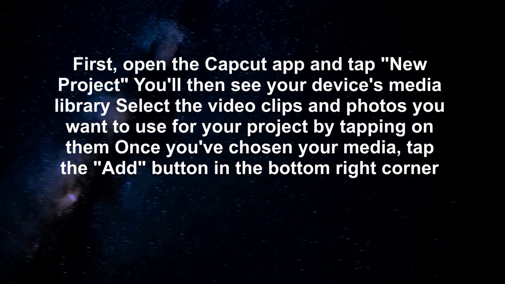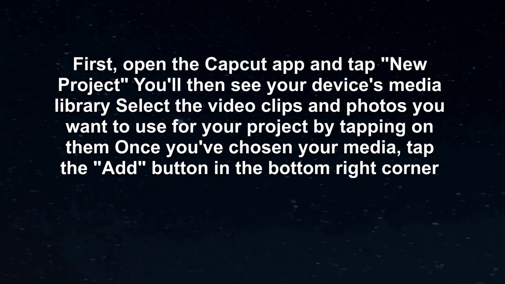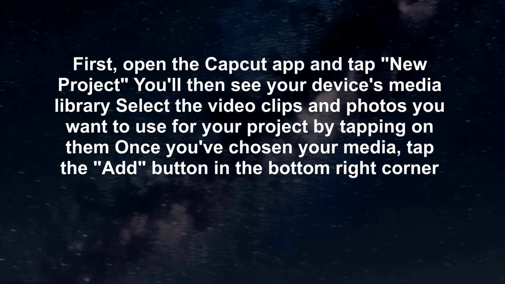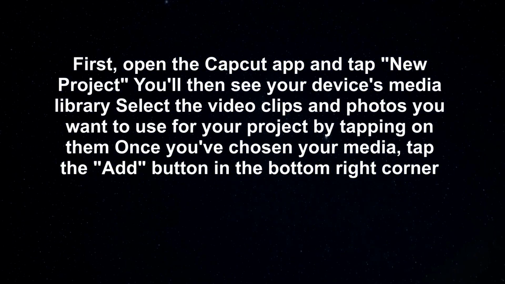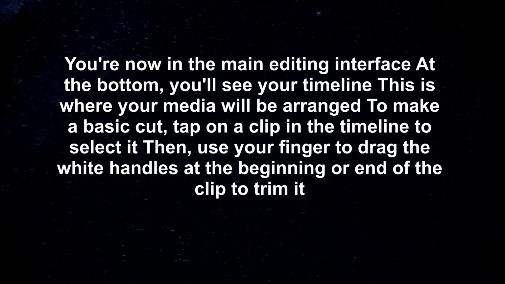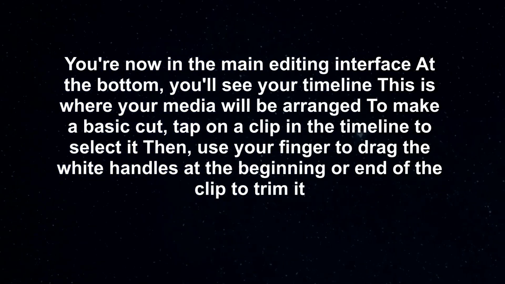First, open the CapCut app and tap New Project. You'll then see your device's media library. Select the video clips and photos you want to use for your project by tapping on them. Once you've chosen your media, tap the Add button in the bottom right corner. You're now in the main editing interface. At the bottom, you'll see your timeline. This is where your media will be arranged.